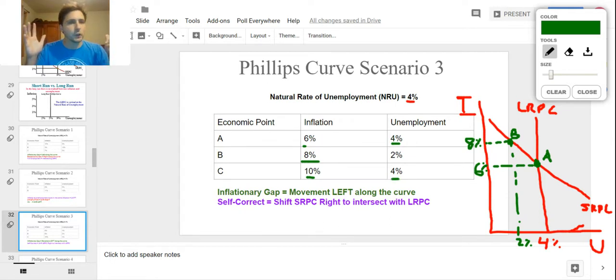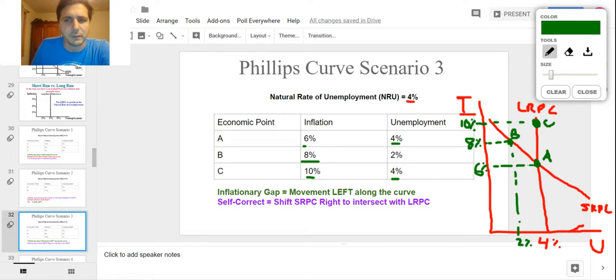It's not moving along the curve anymore. What's going on? Well, I can just plot my point and figure it out. So my point is 10% right here. Inflation has gone up even more. And my unemployment rate is 4%. So I'm back at the natural rate of unemployment.